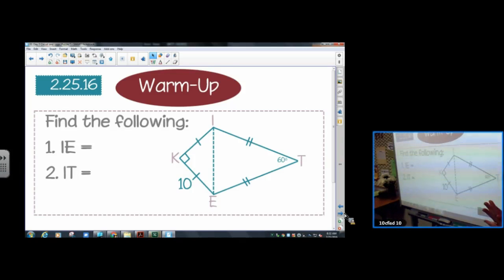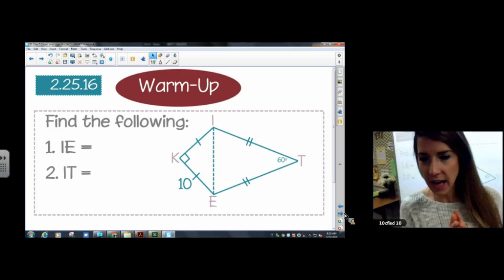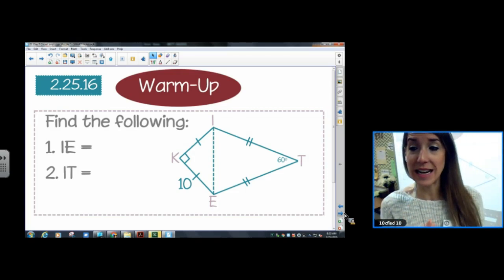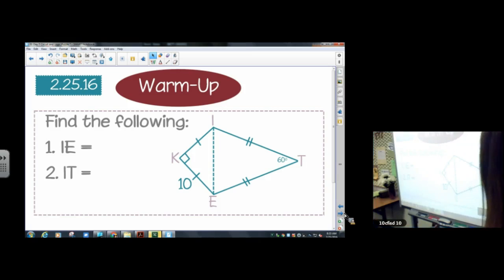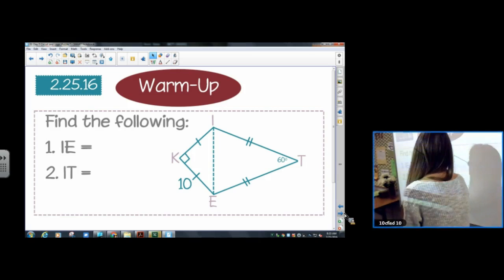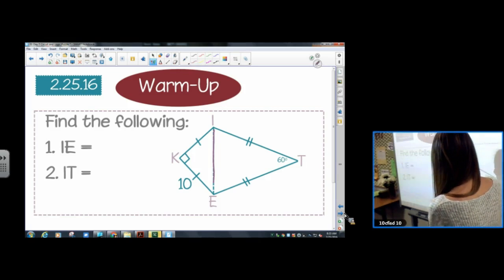So we have kite, K-I-T-E. Let's see. They drew one of the diagonals for us. We could draw the other diagonal in there, the diagonal of symmetry, but let's wait and see if we need to. All right. What information do we know about this triangle? We need to find IE. So what do we know about this triangle?